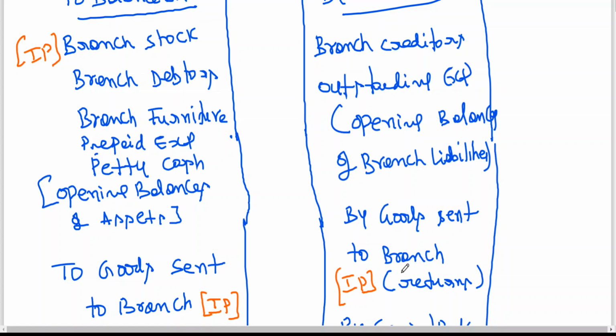Last one. D. For elimination of load on closing stock: Branch account debit to stock reserve account. So with this, I have completed the entries part.